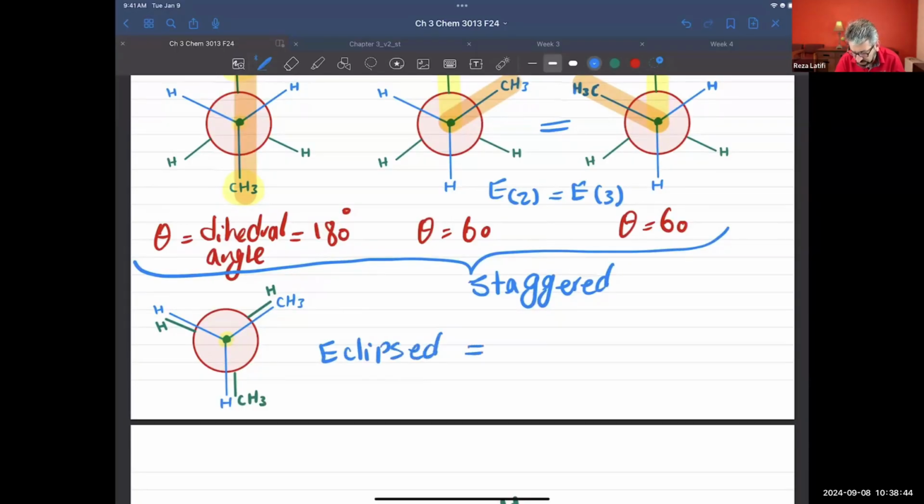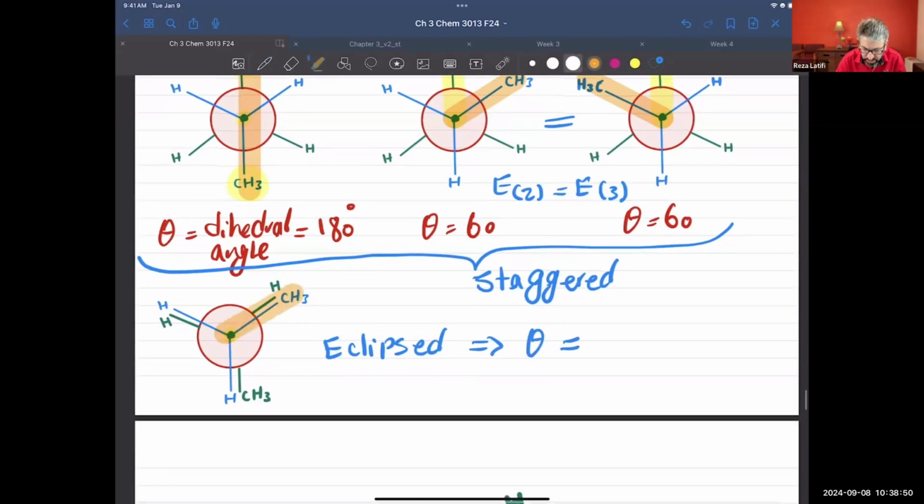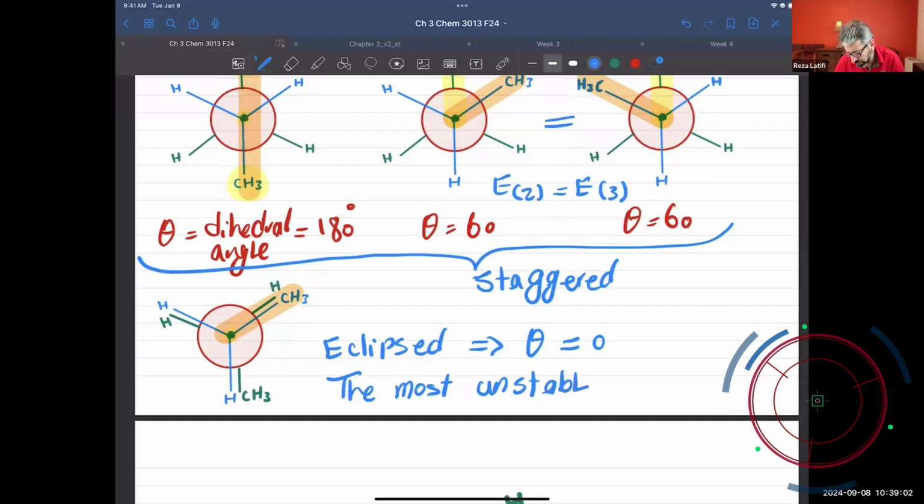Why eclipsed? Because theta, the dihedral angle, in this case is going to be equal to 0. And this is going to be the most unstable structure.